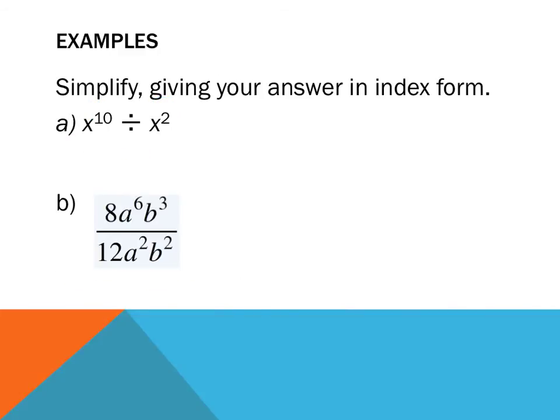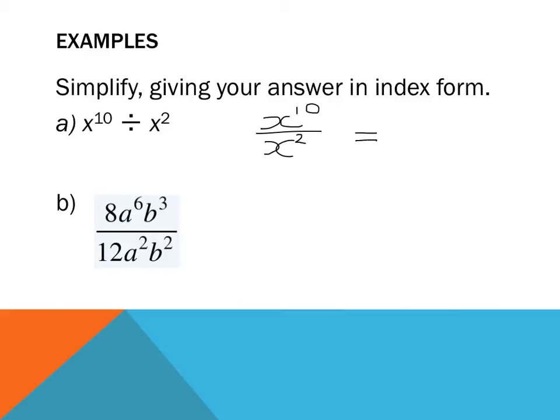Okay, let's have a look at this one. Simplify giving your answer in index form. Again, this is another division. So always rewrite it. That's the first thing I do. X to the power of 10 divided by x to the power of 2. Now, I learnt from index laws that I can write 10 x's and do a line, and I can write 2 x's on the bottom and I can slowly cancel it out.